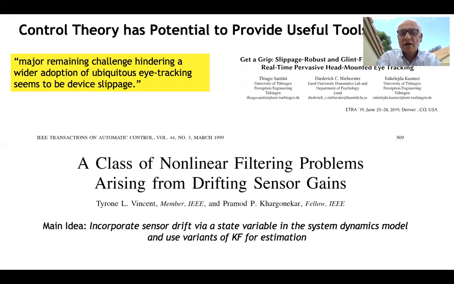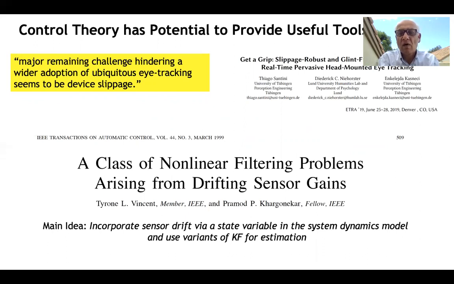My final point is I believe that control theory has the potential to provide useful tools. And here I picked a very recent paper by one of the leading groups in eye tracking. It's called Get a Grip. It was at last year's ETRA. And this is the paper that makes the case that the major remaining challenge in eye tracking for virtual reality, augmented reality is device slippage, which leads to calibration errors. And so this is kind of a sensor drift type of problem.